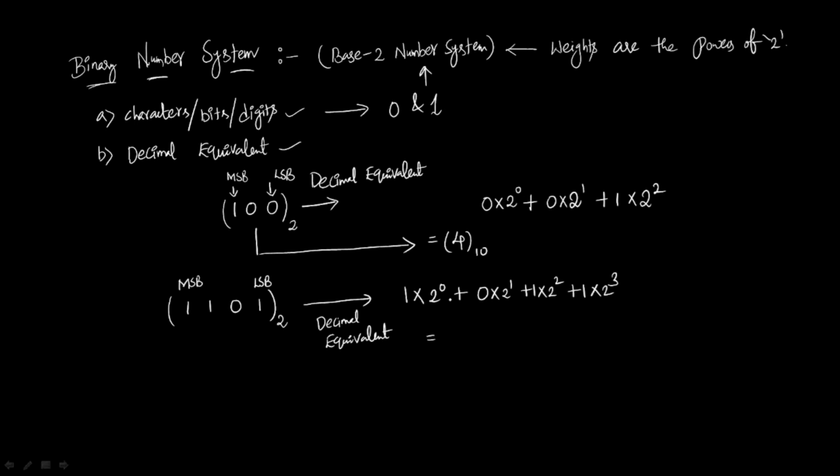1 into 2 power 0: anything to the power of 0 is 1, so 1 into 1 is 1. 0 into anything is 0. 1 into 2 square is 4. So 1 plus 4 plus 2 cube is 8, 8 into 1 is 8, so 8 plus 4 plus 1 is 13. So 13 is the decimal equivalent of the binary number 1101. In this way you can find the decimal equivalent of any binary number.